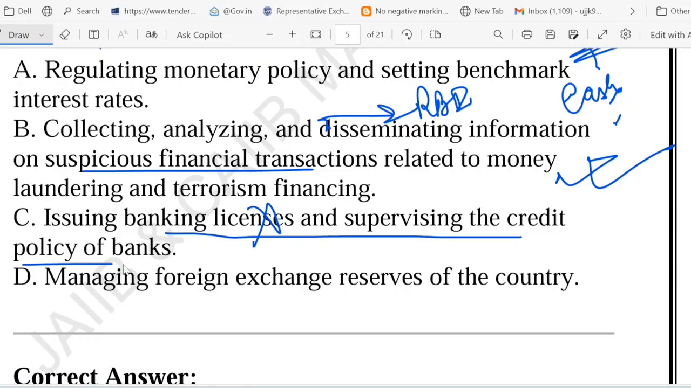What about the last part, managing foreign exchange reserve? This is also the job of RBI, right? Managing foreign exchange reserve is the job of RBI. RBI manages forex reserve to keep the rupee stable. FIU-IND is not involved here.